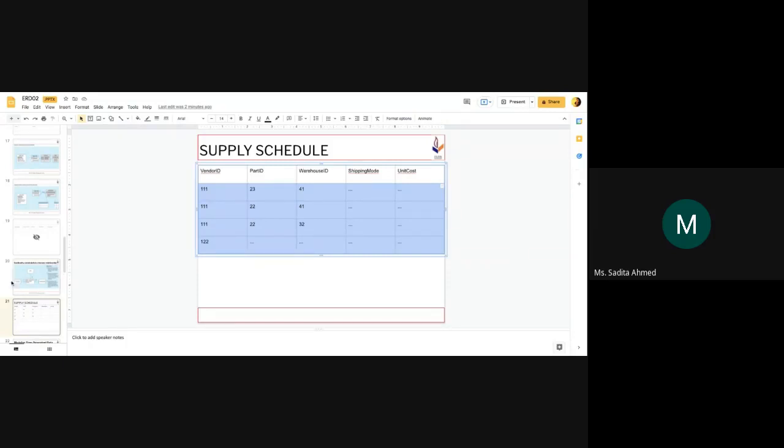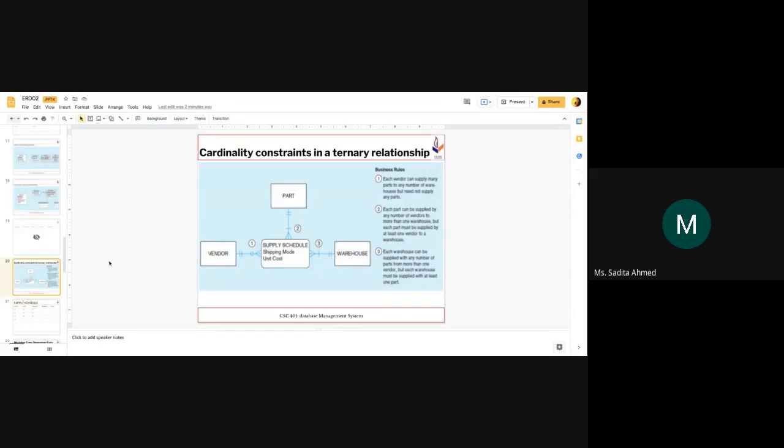However, a single supply schedule instance will be associated with exactly one vendor. That's what it means. A single supply schedule instance has only one vendor.